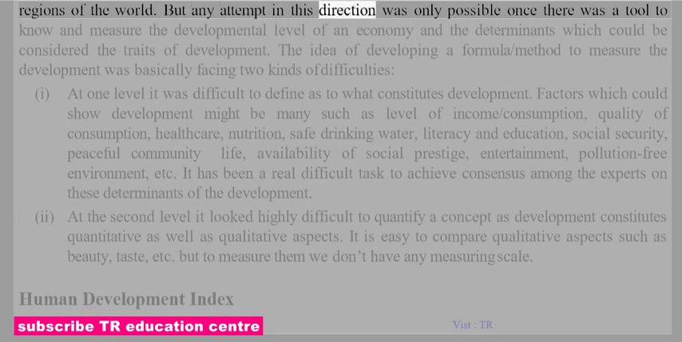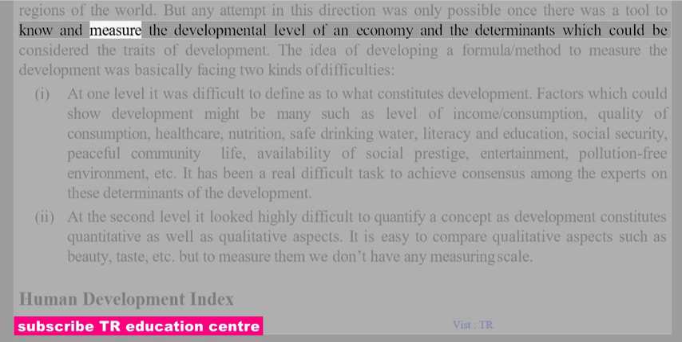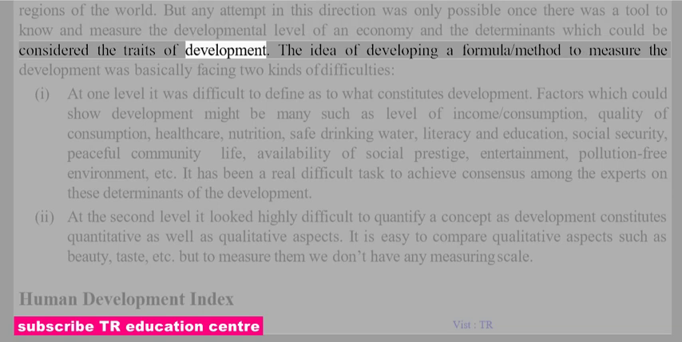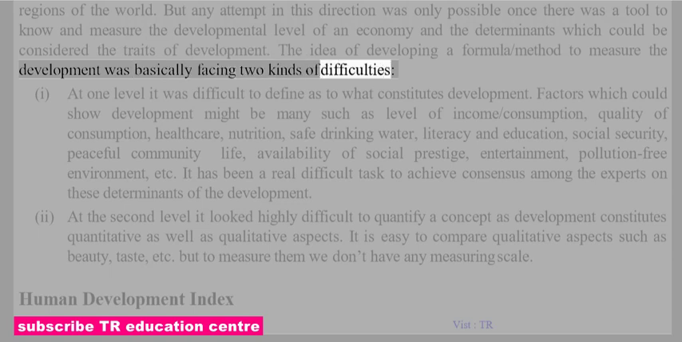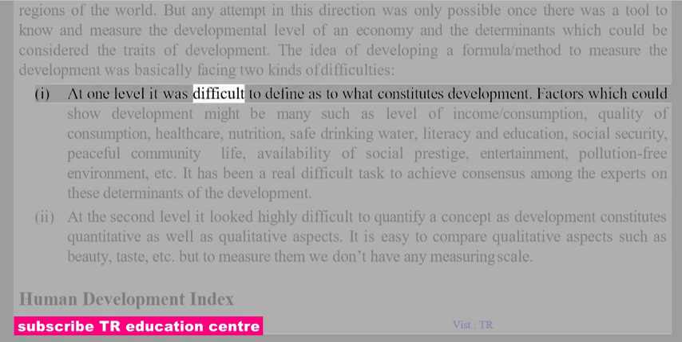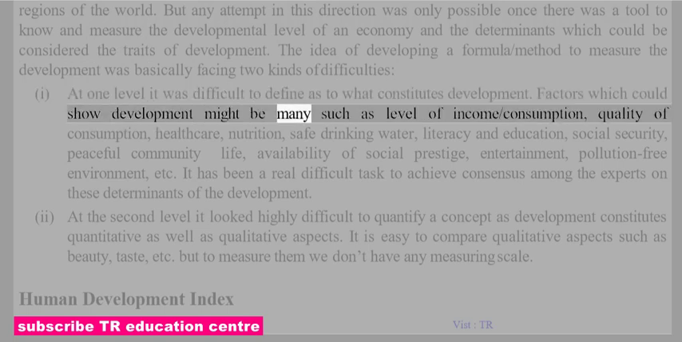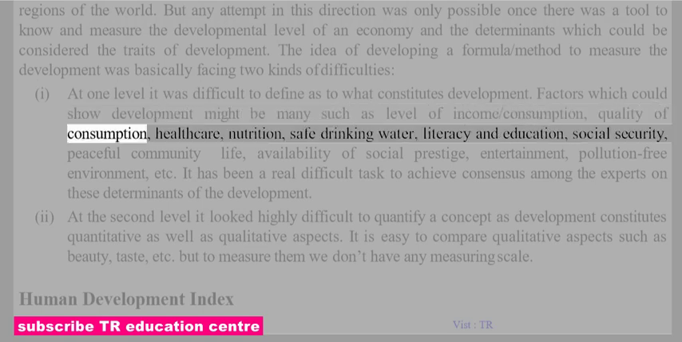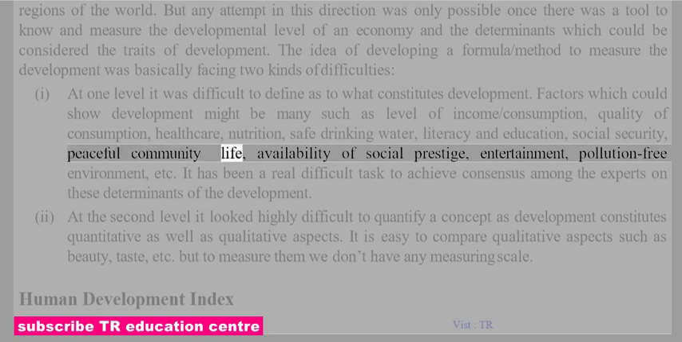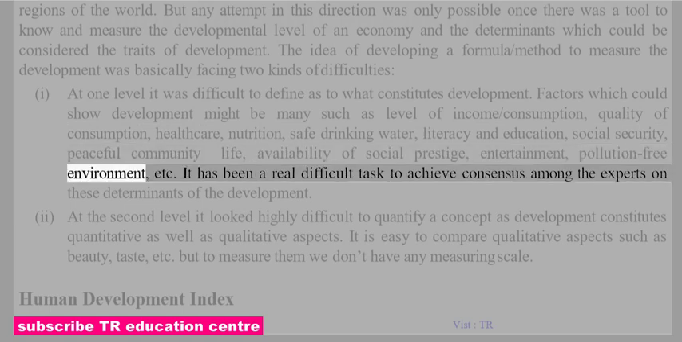But any attempt in this direction was only possible once there was a tool to know and measure the developmental level of an economy and the determinants which could be considered the traits of development. The idea of developing a formula or method to measure development was basically facing two kinds of difficulties. At one level it was difficult to define what constitutes development. Factors which could show development might be many, such as level of income, consumption, quality of consumption, healthcare, nutrition, safe drinking water, literacy and education, social security, peaceful community life, availability of social prestige, entertainment, pollution-free environment, etc.